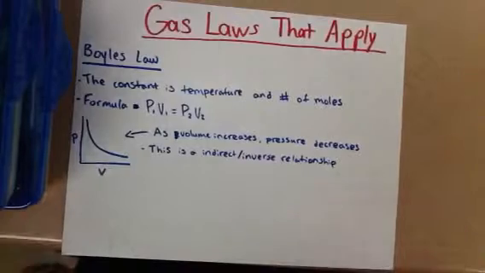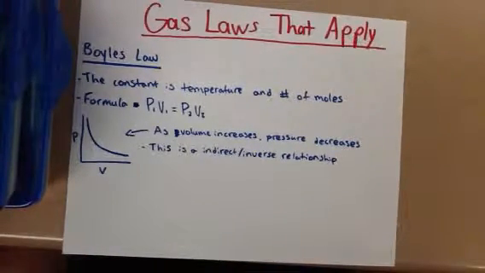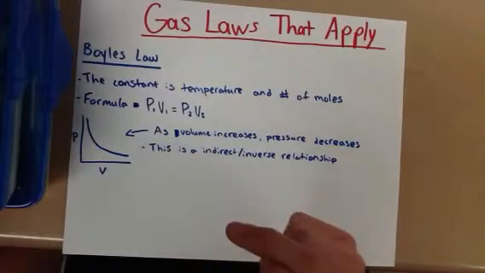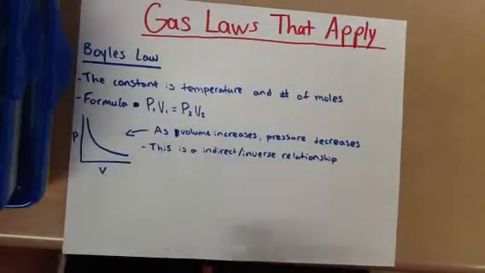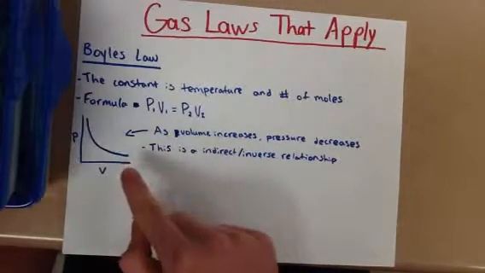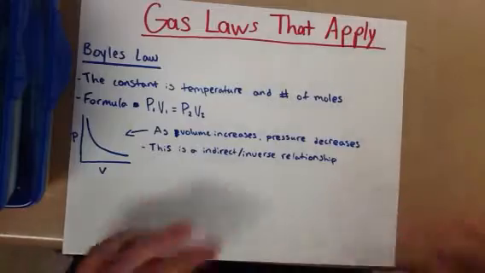The gas law that applies to bends is Boyle's law. The constants of Boyle's law are temperature and number of moles, and the formula is P1V1 equals P2V2. As you see in this graph, as the volume increases, the pressure decreases. This is an example of a direct inverse relationship between pressure and volume.